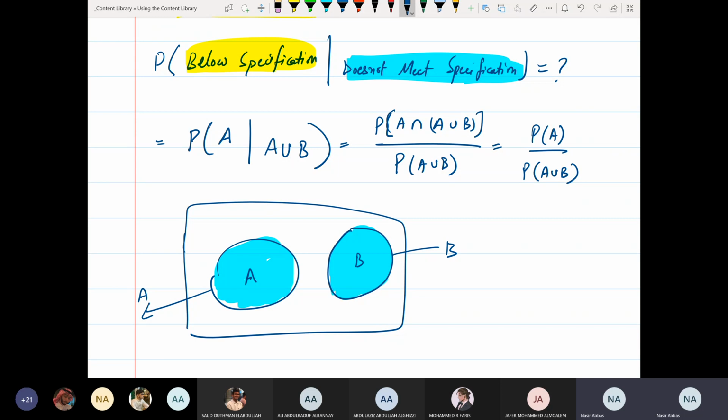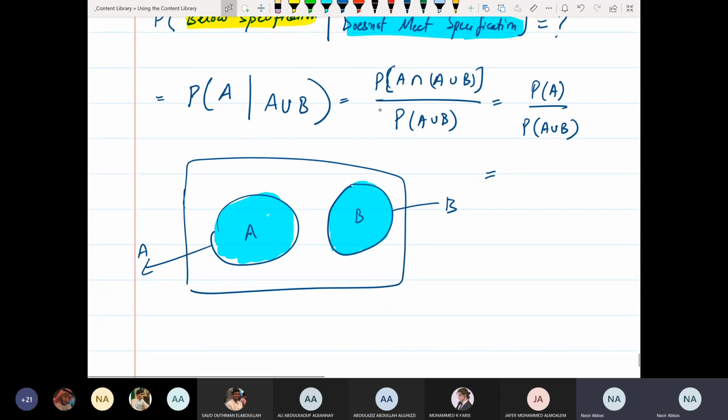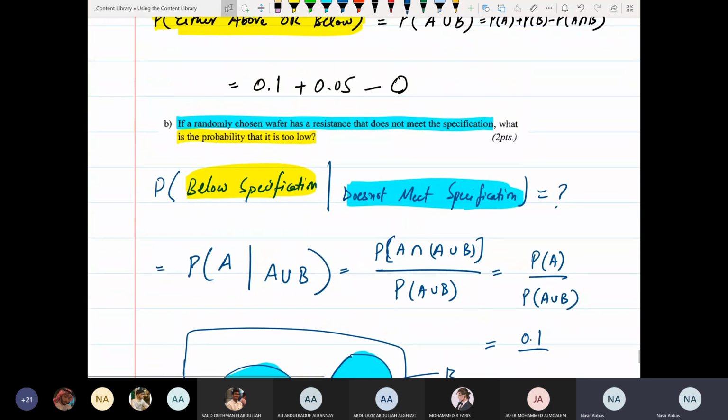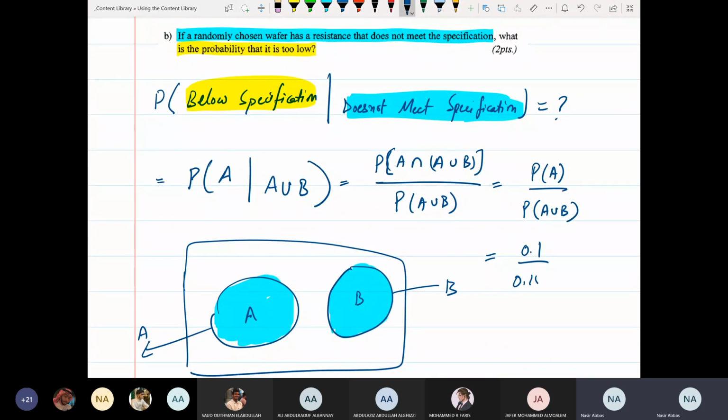And I repeat, this is not a general rule. This is only according to this question's information. In general, A intersection (A union B) is not equal to A. This is only because in this question they are mutually exclusive. So you have all the tools to put them. A is given as 0.1 and A union B is given as 0.15 from part A. So you get the final answer, 0.66.